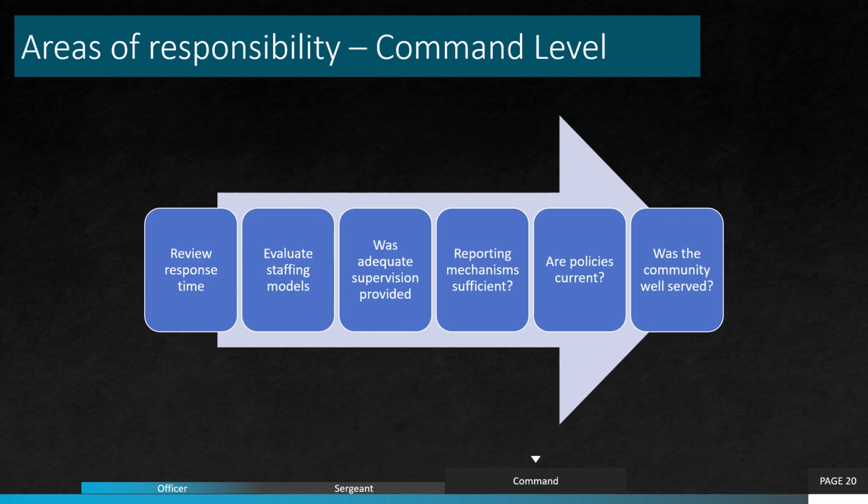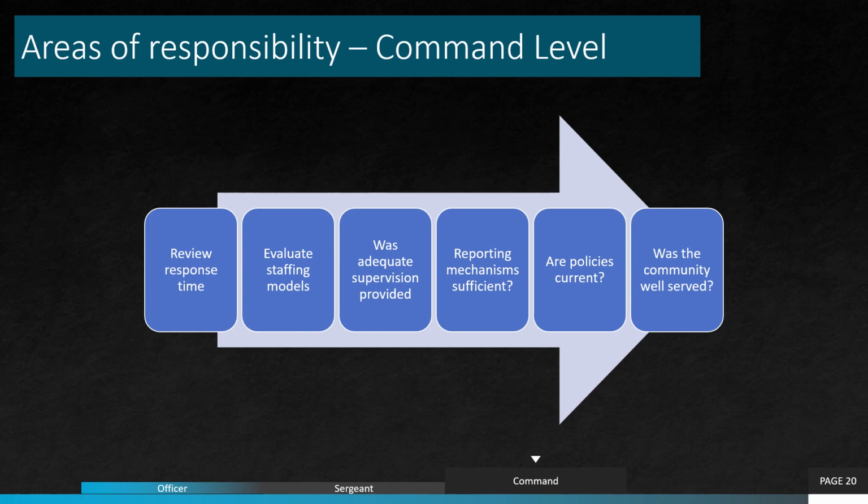They're also going to look at, was there adequate supervision provided? So they're going to look at the sergeant, and was it appropriate that the sergeant stayed in the office and managed that scene remotely from their office? Or did they go to the scene and actually were on scene doing field supervision? So they're going to evaluate that. Was that done appropriately, and was that adequate?